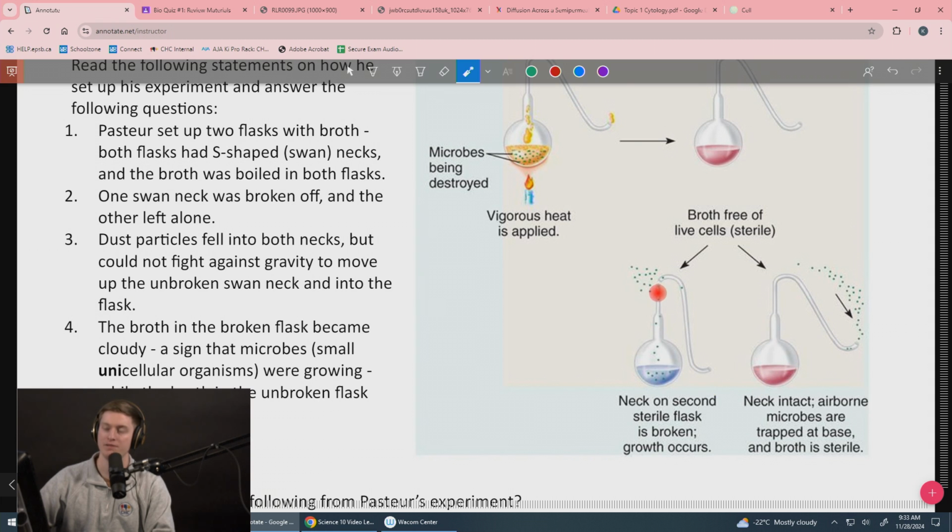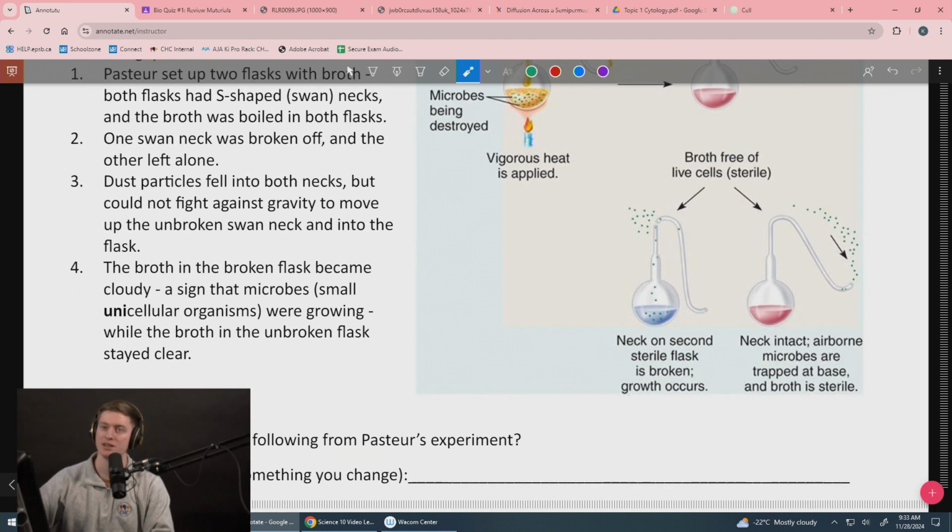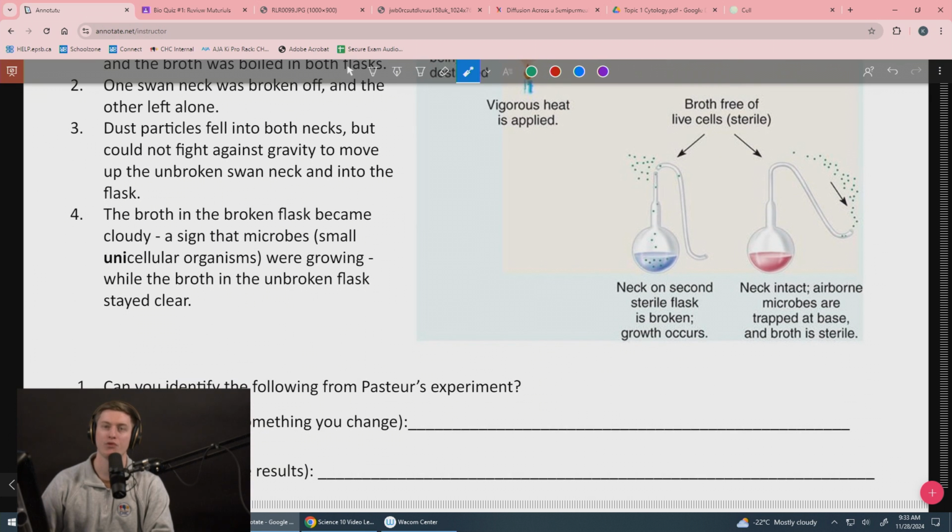In this flask, where he broke off the neck, things could fall straight into the broth. What he observed was that the broth in the broken flask became cloudy. You couldn't see right through it, meaning that something was growing inside there. There was probably some small unicellular organisms, perhaps some form of mold or a bacteria. But in this flask, even though it was open to the atmosphere, nothing grew.